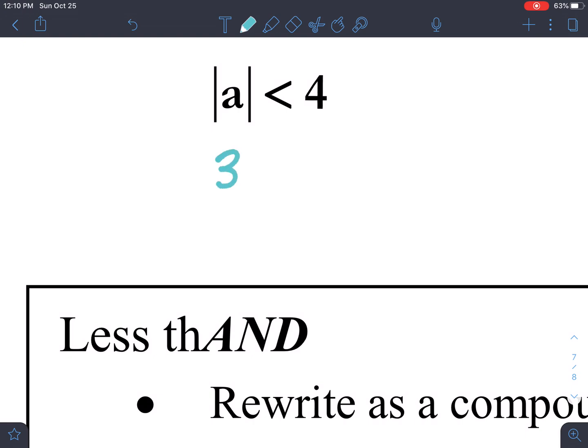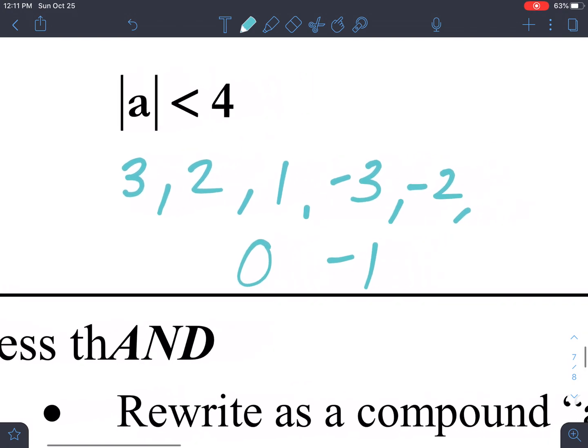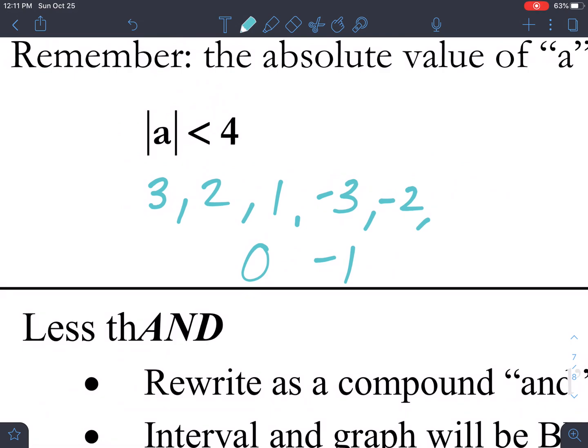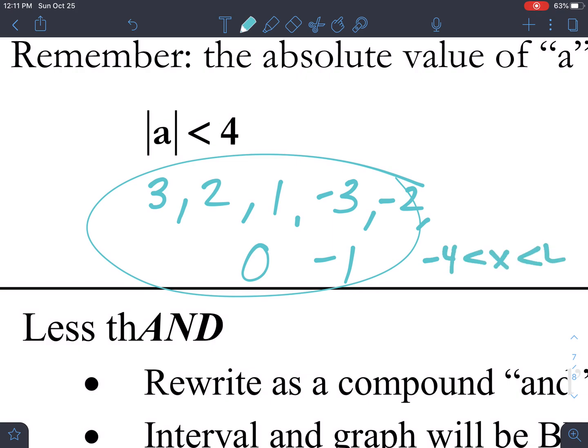I mean, I would say 3, right? 2, 1. How about -3? Yeah, that would work, right? Absolute value of -3. -2, -1, 0. How about 5? No. How about -5? No, because that would be 5, which is not less than 4. So hopefully you notice these numbers are between -4 and 4.